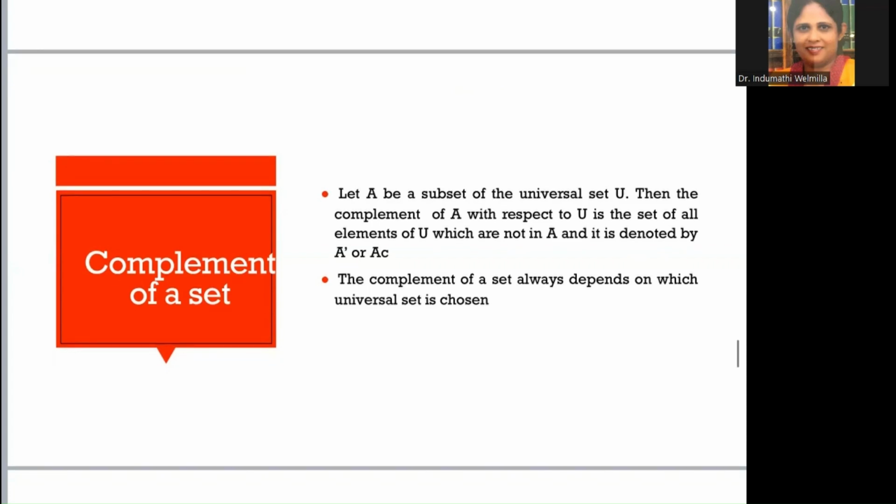It is denoted by A dash. We use this notation to show the complement of set A, A dash, A complement. But remember, the complement of a set always depends on which universal set is chosen. Based on the universal set, we define our complement of a set.